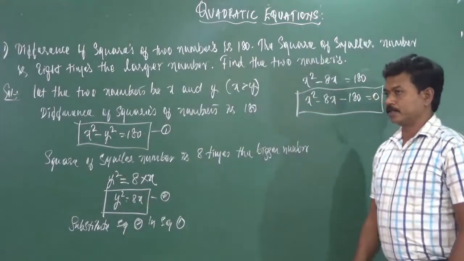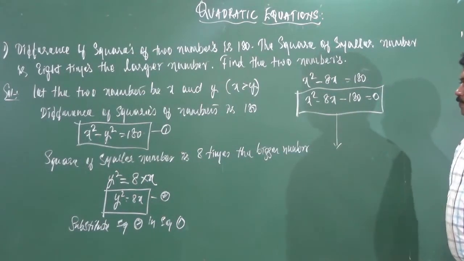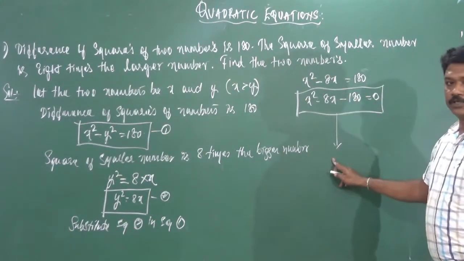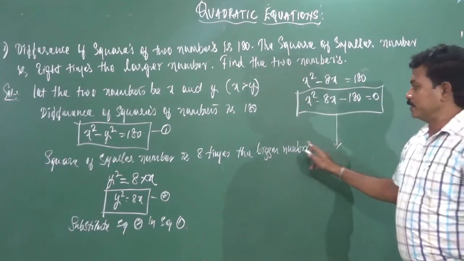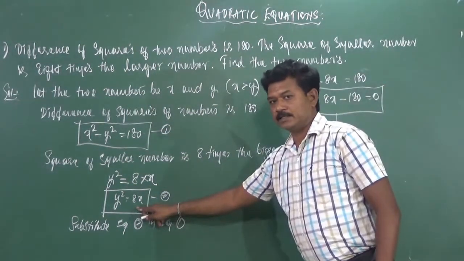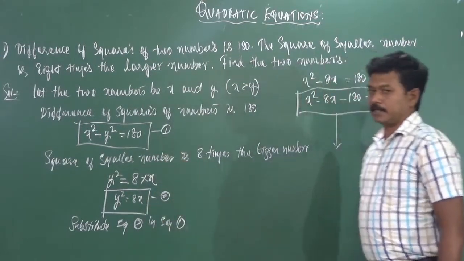So further, what is to be done? You know it. Please solve this by the method of factorization. Find out the value of x. You will get the value of x once you do it. Then using that, find the value of y using this, that is y square is equal to 8x. You should go by the factorization method. So this is for 3 marks. Right.